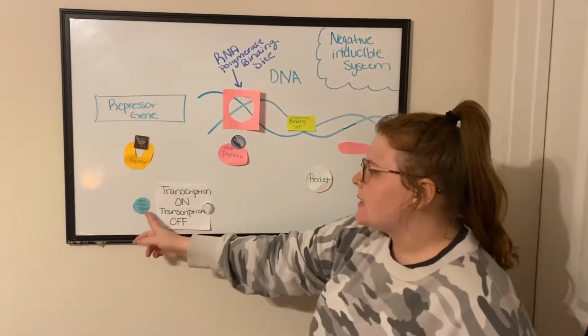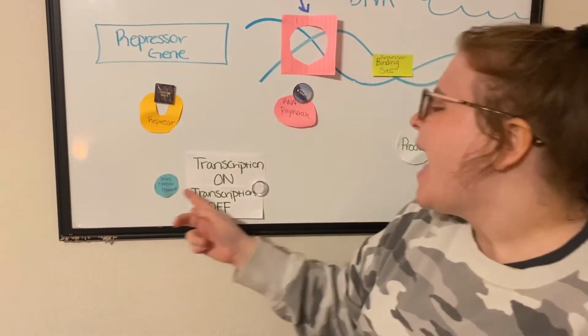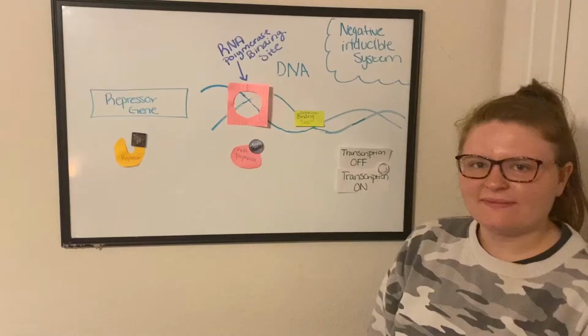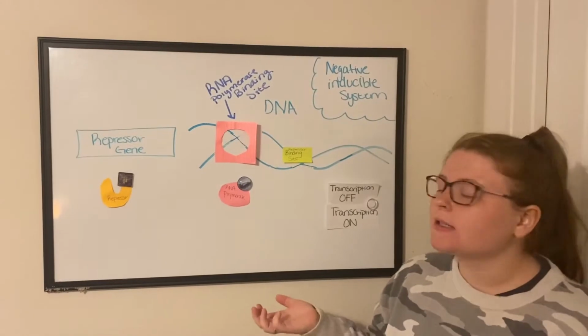So what we need to look at is how our small effector molecule, which is a small but mighty molecule, affects whether transcription is turned on or turned off. So right now we're going to be talking about what happens in the absence of a small effector molecule.